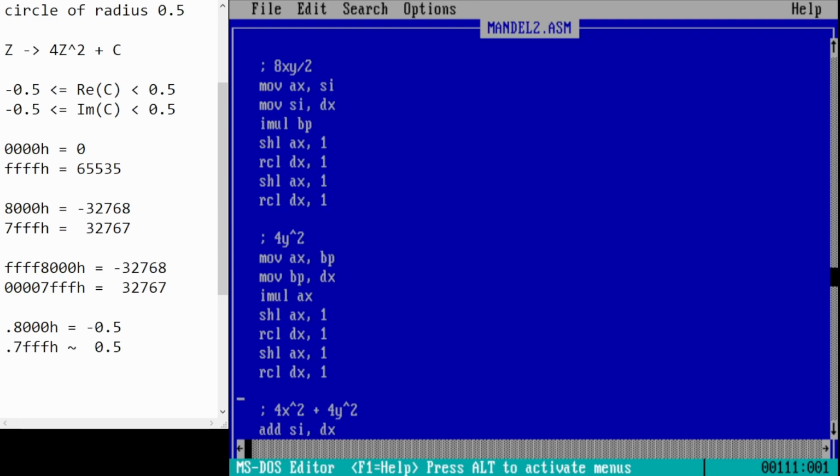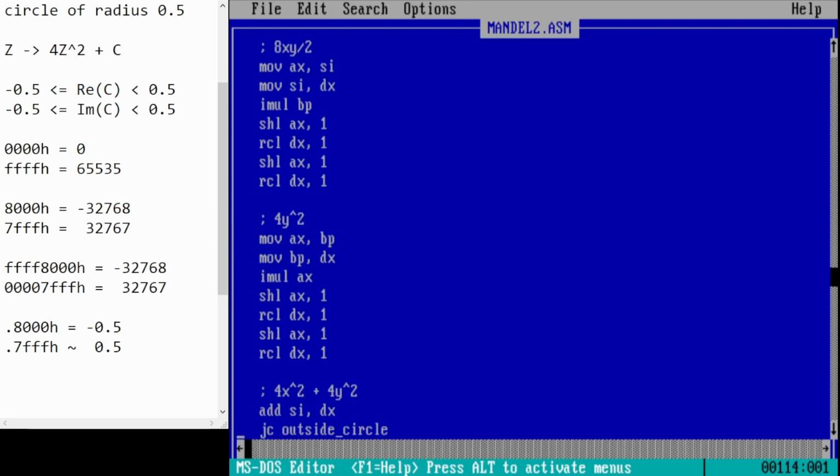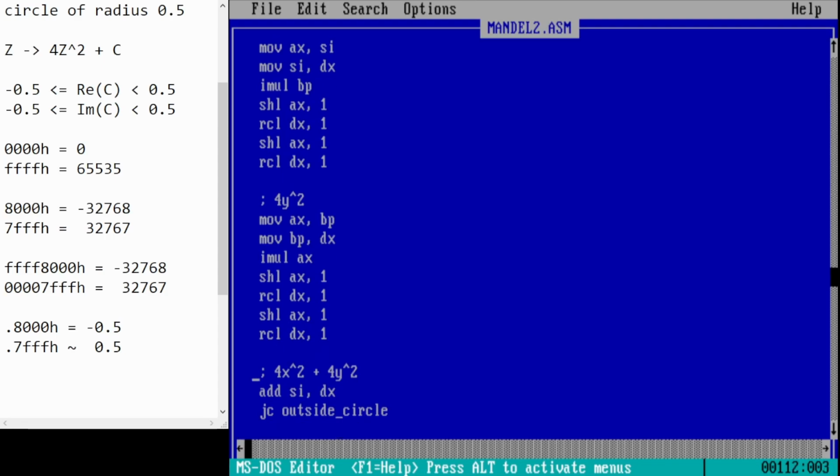Now, the thing that we need to do is check whether we're inside the circle of radius 0.5, and the way that works is just to add the real part squared and the imaginary part squared and see if we're less than 0.25. But this is easy to do since we already computed 4 times the real part squared and 4 times the imaginary part squared. So if we add those together, all we need to do is check whether this is in the range 0 to 1.